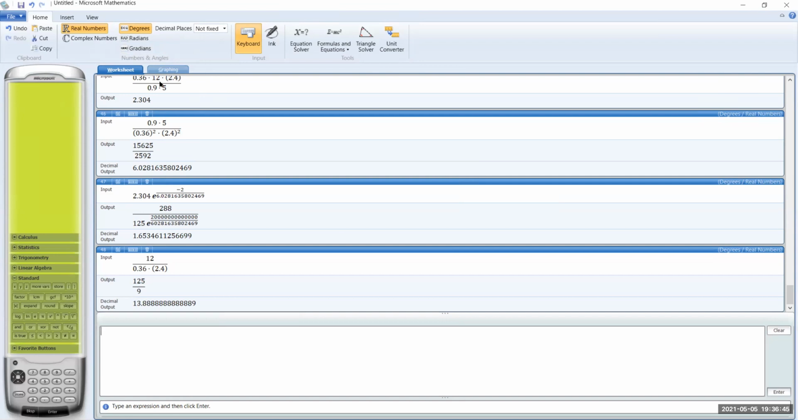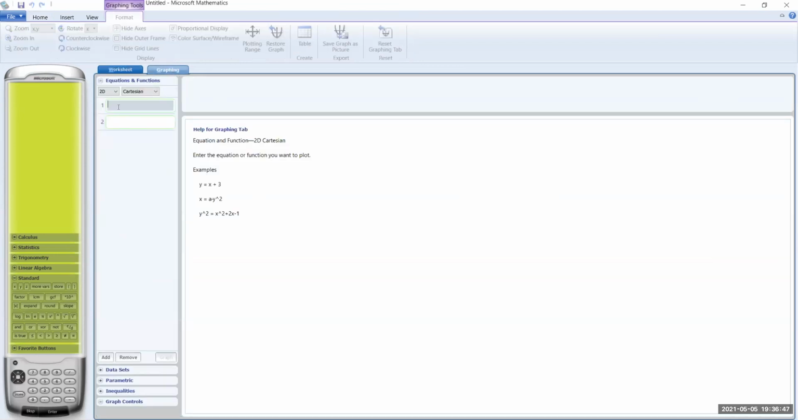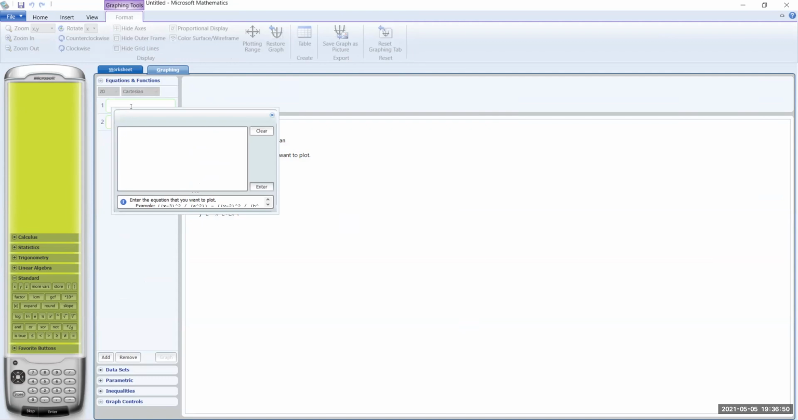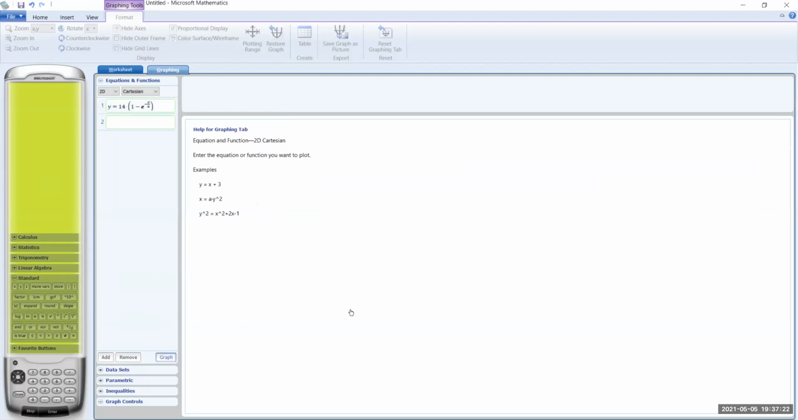So I'm going to go to the graphing mode of this calculator, graphing, and I'm going to plot in the function. I only have one function to plot. So I'm going to call it y, because it likes to call y the dependent variable, equal to 14, open parentheses, 1 minus e to the power, open parentheses, negative x, because it likes to call the independent variable x, divided by 6. Close this parentheses and close the second parentheses. And this is the function I'm supposed to plot. So I'm going to say enter. Okay. And graph.